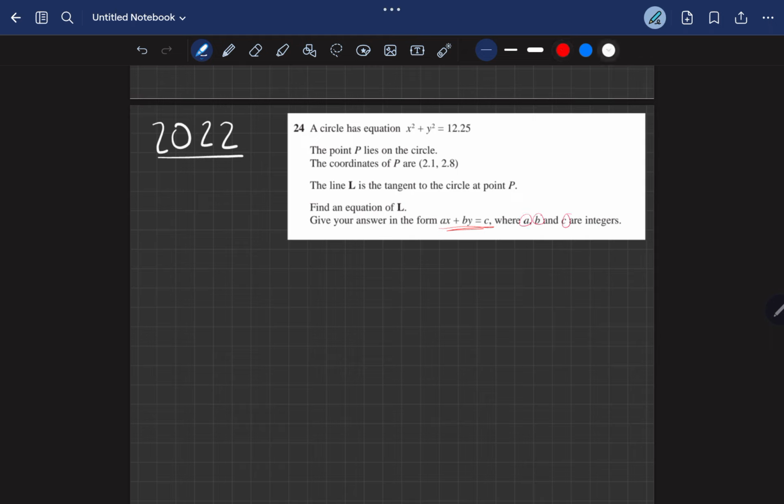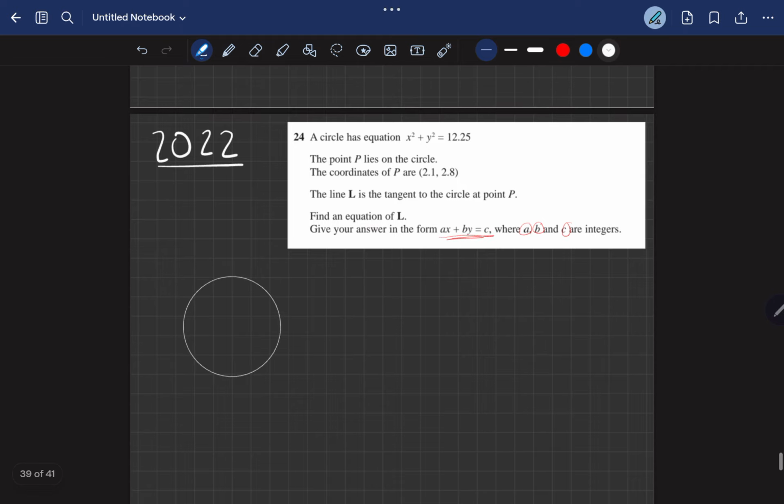Okay, so let's first draw this out. I have my circle right here. And I know that it goes to the origin because it's just x squared plus y squared. I could find the radius by doing the square root of 12.25, which is 3.5. I could just write 3.5 there. Now let's mark on P. The coordinates of P are 2.1, 2.8, so let's just do that right there, about there, P.